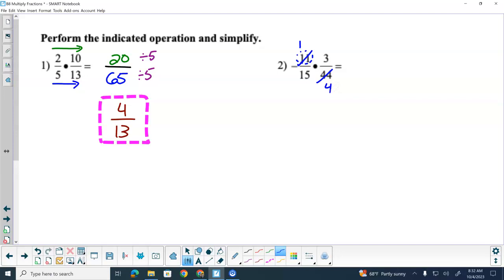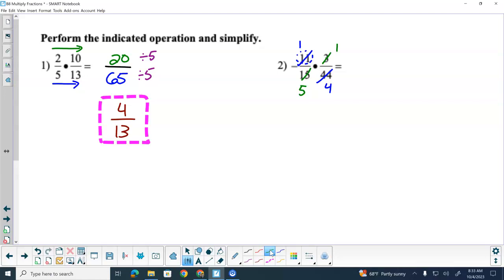Now, let's look at 3 and 15. What multiplies together to be 3? 1 and 3, that's it. Good job. So 1's not going to help us. Does 3 go into 15? How many times? 5 times. So 3 divided by 3 is 1. 15 divided by 3 is 5. We have only 1's at the top.